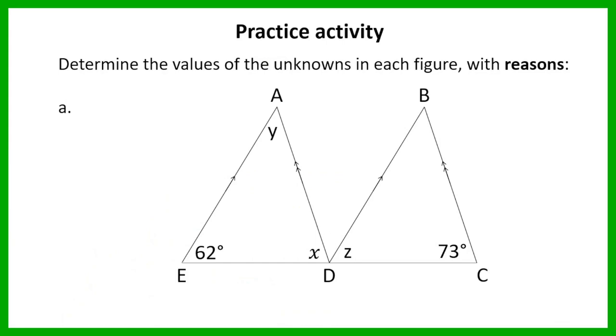In this example, we have got triangle AED and triangle BDC, and we have been told that AE is parallel to BD, AD is parallel to BC, and we've been given these angles. Angle E is 62 degrees, angle C is 73 degrees, and we need to work out X, Z, and Y over there. I'm going to give you 2 minutes to solve this problem.